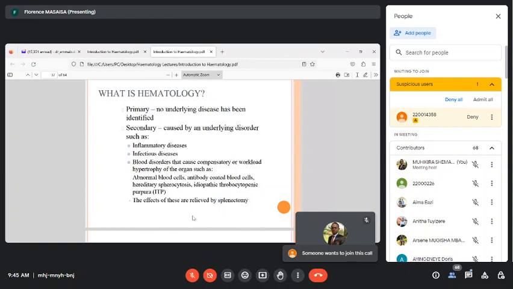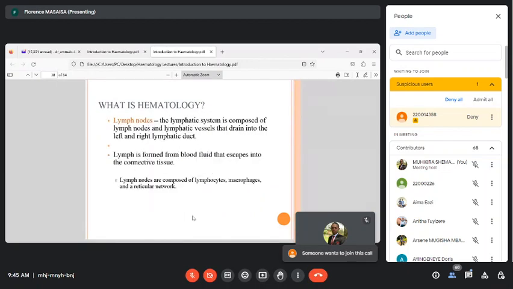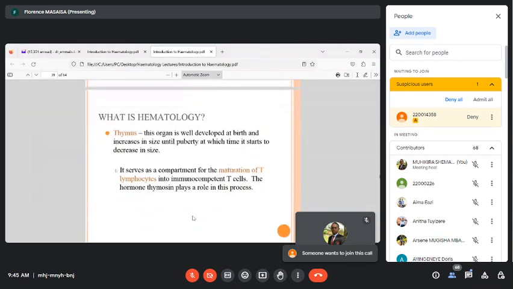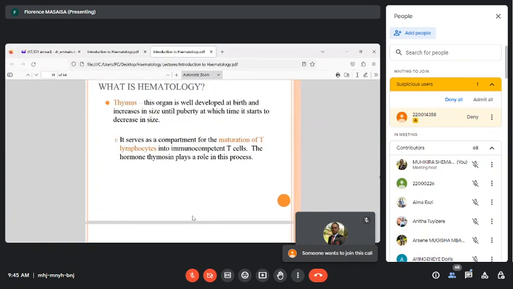The second organ is the lymph nodes, which are composed of the lymph nodes and lymphatic vessels that drain into the left and right lymphatic ducts. It's composed of lymphocytes, macrophages, and a reticular network. The thymus, we have seen, really serves in the maturation of T lymphocytes into immunocompetent T cells. Then thymosin plays a role in this process.